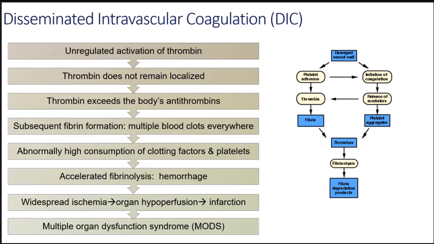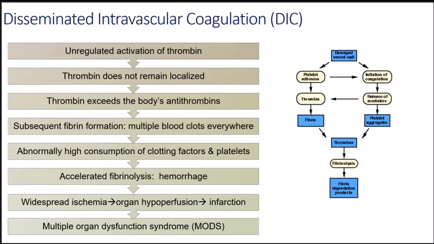Now, normally what we have in our body are these substances called antithrombins. And anti, meaning against, antithrombins are going to normally prevent overclotting. However, with DIC, the quantity of thrombin far exceeds the amount of antithrombins that we have. And so we lose our ability to effectively slow down the clotting process. And so really, it's this fibrin formation that ends up leading to these multiple clots everywhere throughout the body.